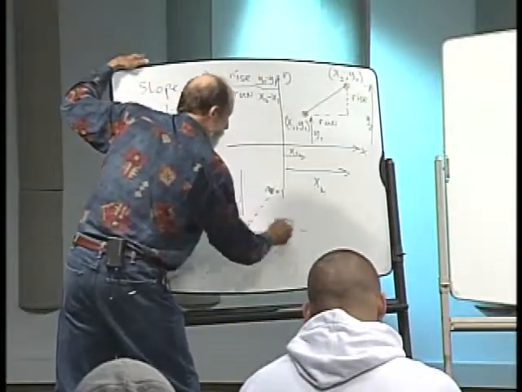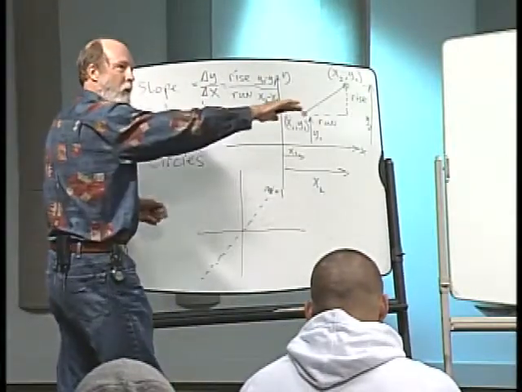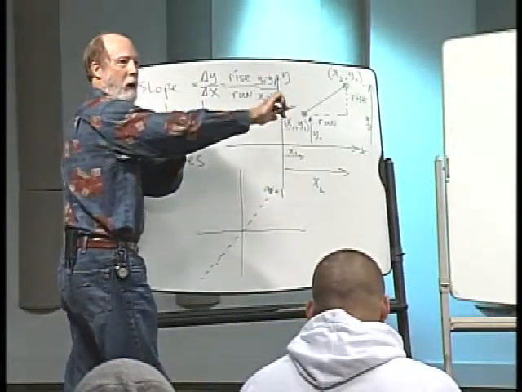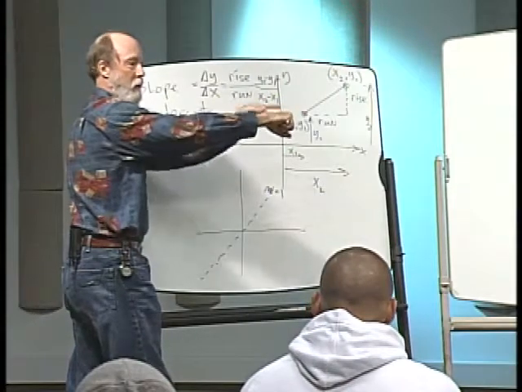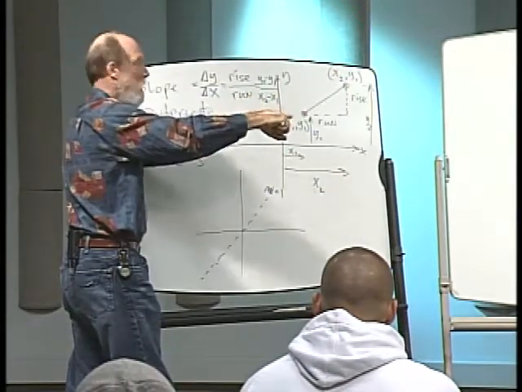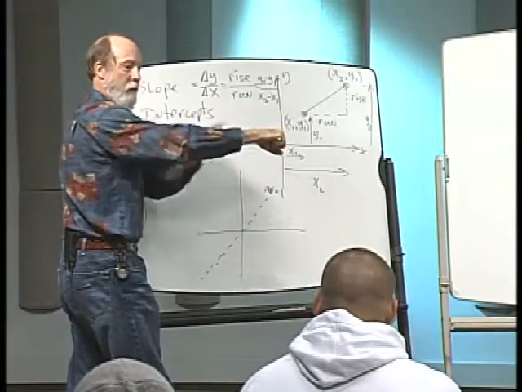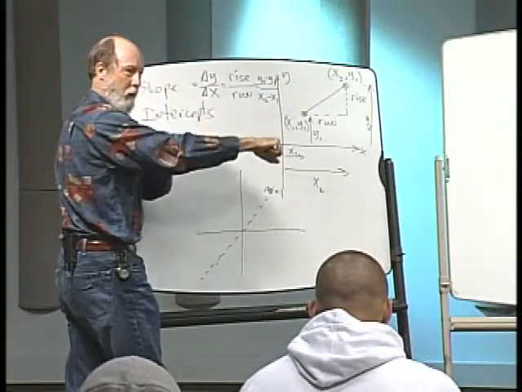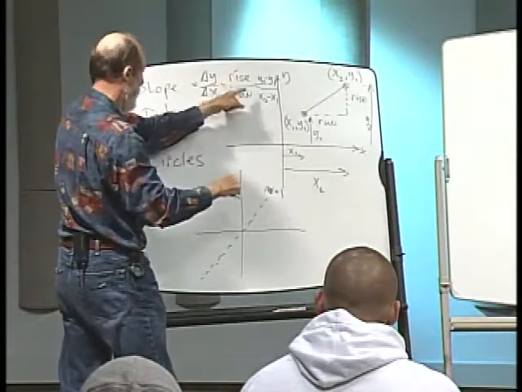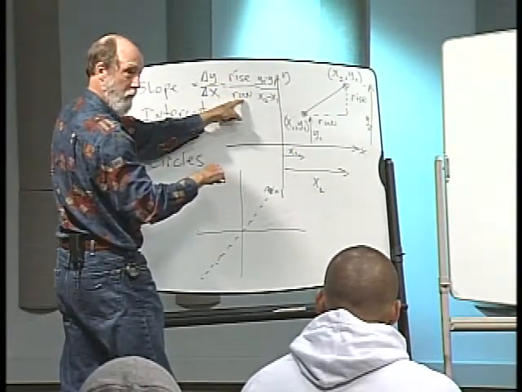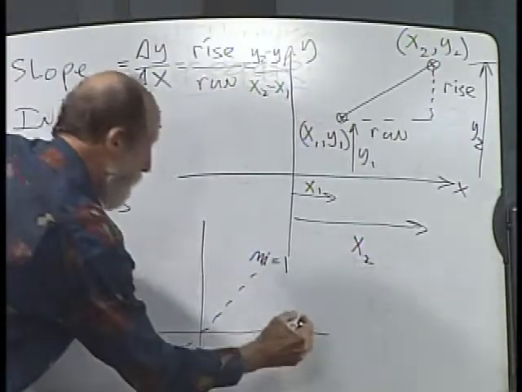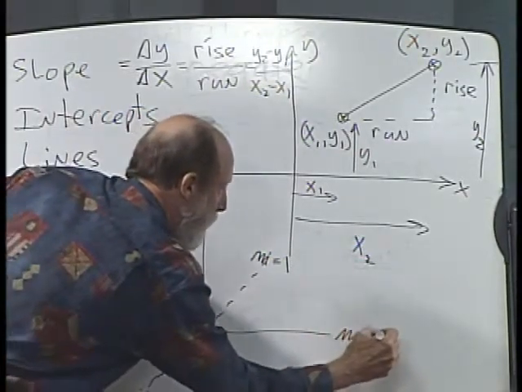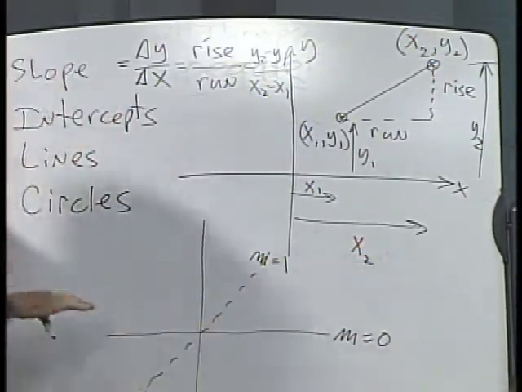If I was horizontal, what's the rise between my elbow and the end of my hand? The rise is 0 divided by whatever this length is, the run. 0 over a non-zero number is 0, right? So the slope here of a horizontal line is going to be 0.